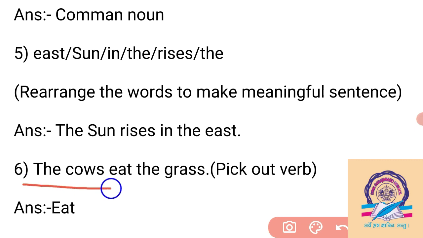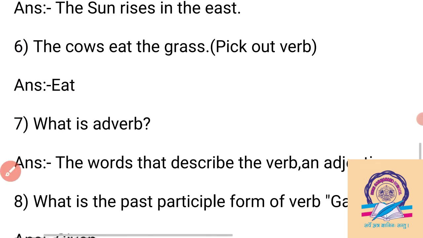Then the next one: the cows eat the grass here. We have to pick out the verb here. We know that a sentence begins with the subject, which means noun or pronoun, and the second position is the verb. So our answer is that eat becomes the verb here.